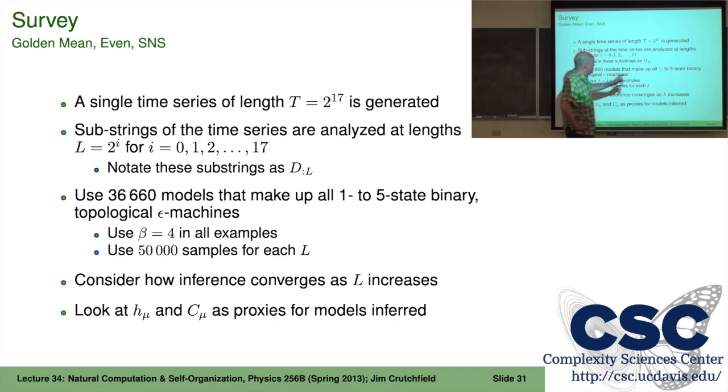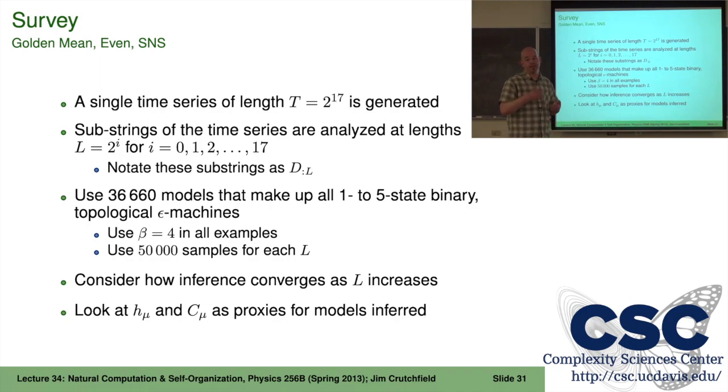processes of length 2 to the 17, and then I analyzed substrings of that, of length 2 to the i for i is 0, 1, 2. So length 1, length 2, length 4. So basically, I'm going to have this long time series, but I only look at the first symbol, then I look at the next 2, then I look at 4. And each time I'm taking those 4 symbols and pushing it into the code, what does it give back to me? Then I do it again for length 8 to just give a sense of the convergence.